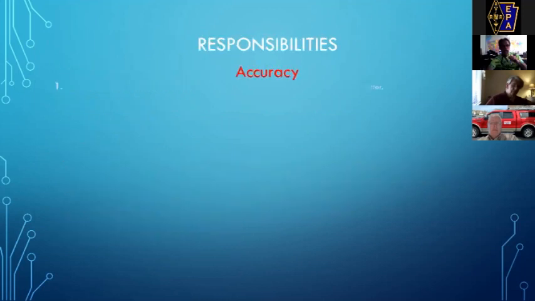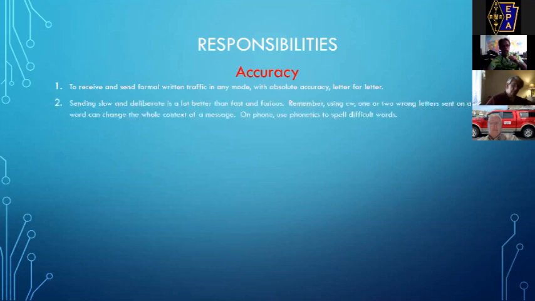Now, you want to be accurate. To receive and send formal written traffic in any mode, we want absolute accuracy, letter for letter, word for word. Sending slow and deliberate is a lot better than sending fast and furious, especially in CW. There's some operators that can go along at 35 words per minute, but if you can only copy at 15, that's not doing anybody any good. In CW, 1 or 2 wrong letters can change the whole meaning of the message.